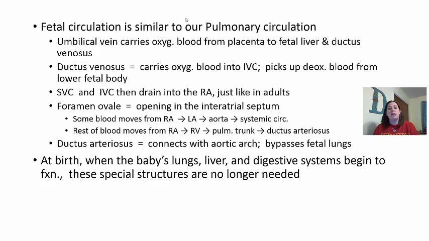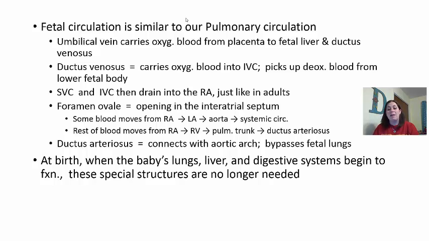The superior vena cava and the inferior vena cava then will drain into the right atria just like it does in adults into the heart. However, there's going to be what we call the foramen ovale. This is a hole or opening in the interatrial septum. This can actually move some of the blood from the right atria to the left atria, then to the aorta, then to the systemic circulation.